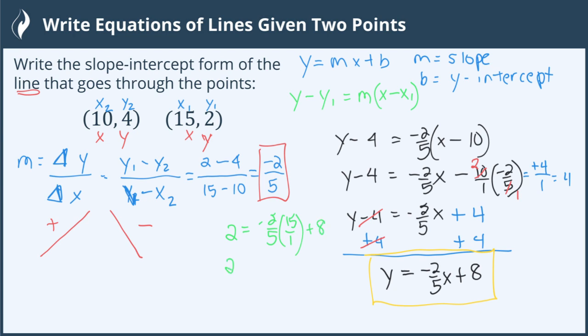And so we have 2 equals, and then 5 goes into itself once, and it goes into 15 3 times. So I wind up with negative 2 times 3, so it's negative 6 plus 8. So 2 does indeed equal negative 6 plus 8. That shows me that my equation worked out just well for my second point as well. So I could be reasonably sure that I have a correct answer.